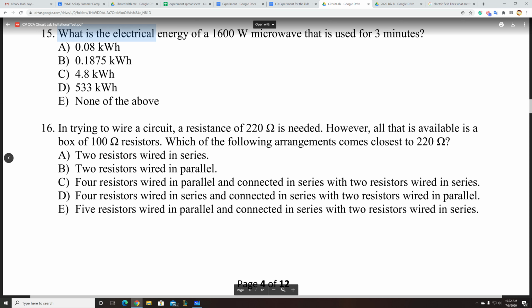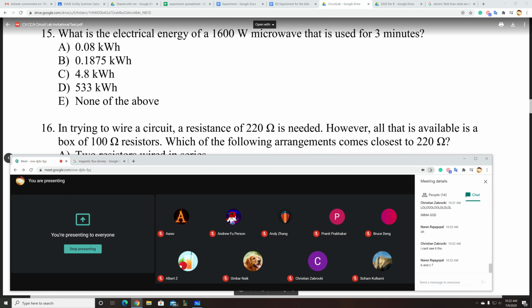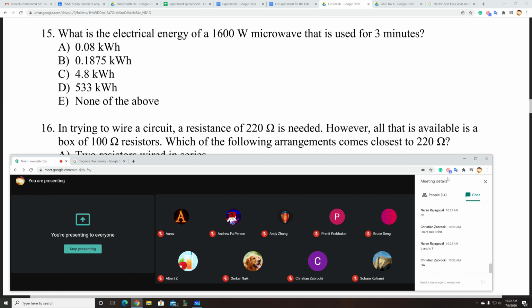It's B. What is the electrical energy of a 1600-watt microwave that is used for 3 minutes? What do you guys think the answer is? My original intuition was right. It should be pretty easy. I'm telling you, watts equals joules per second. So think about this very carefully, and I'll come back.